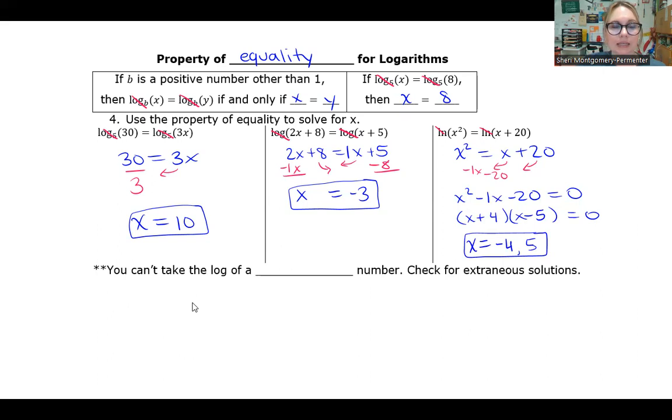Down here, it tells you that you can't take the log of a what kind of number? We already know this. We've done it. Can't take the log of a what kind of number? Negative.